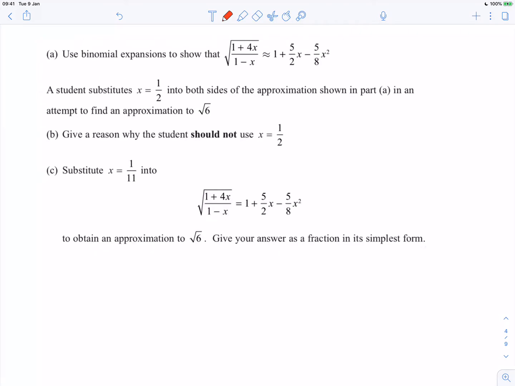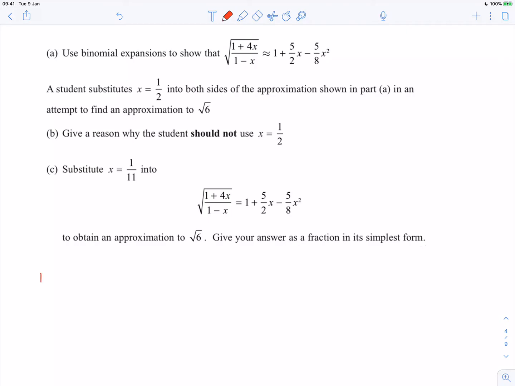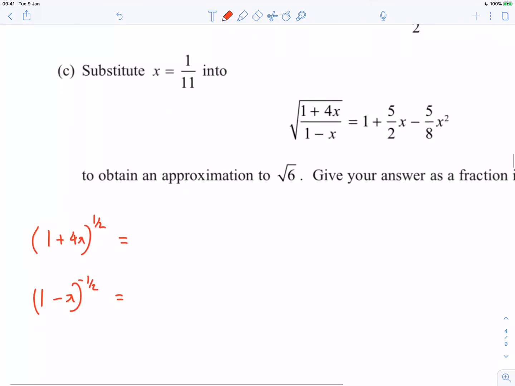Well, let's just do them individually. So I've got (1 plus 4x) to the power of a half, and then that's over 1 minus x square rooted, so that's actually (1 minus x) to the power of minus a half. Now, because I'm only interested in up to the x squared, I'm only going to do up to the x squared term for each one. And because these are nice and they start with a 1, I don't have to do any fiddling.